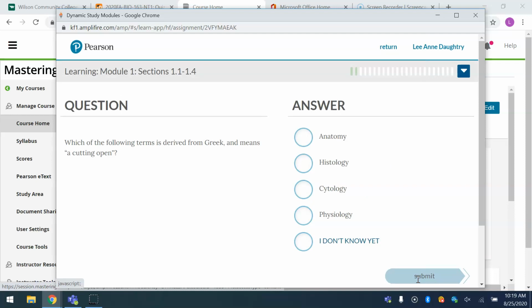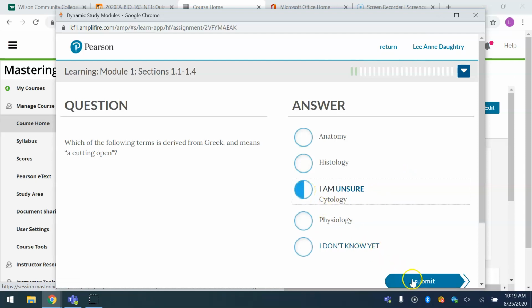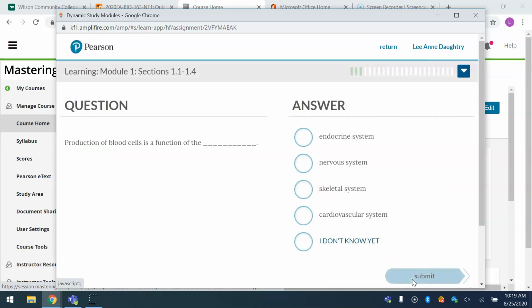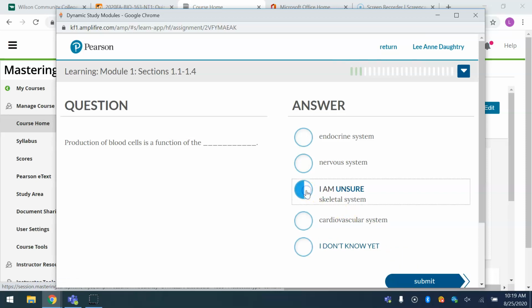Which of the following terms derived from Greek and means a cutting open? So for this one, I am going to choose the answer that I know is incorrect. Cytology is the study of cells. I was incorrect. All right, production of blood cells is a function of the blank. And I know that the bone marrow produces the blood cells. So I'm going to choose the skeletal system, and I am sure of that one.